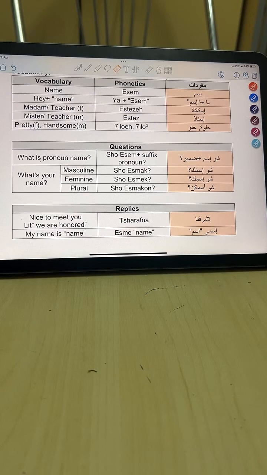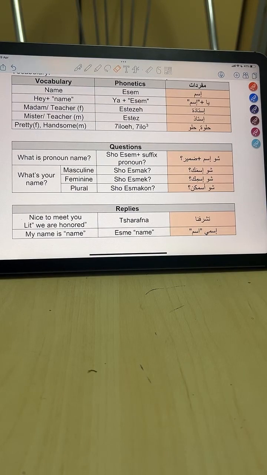So you would say, Shu ism, and then you would add the suffix of the pronoun you're talking about. If I'm talking to you, I will use ak, because it's the male suffix. Ik is the female suffix. So I would say shu ism and then ak: Shu ismak. For female, I would say shu ismik.